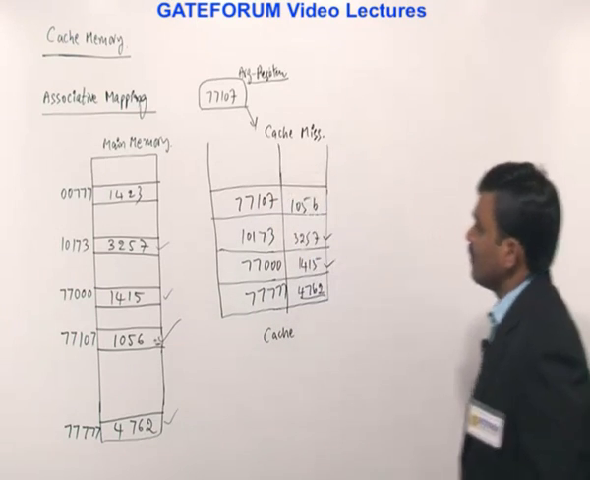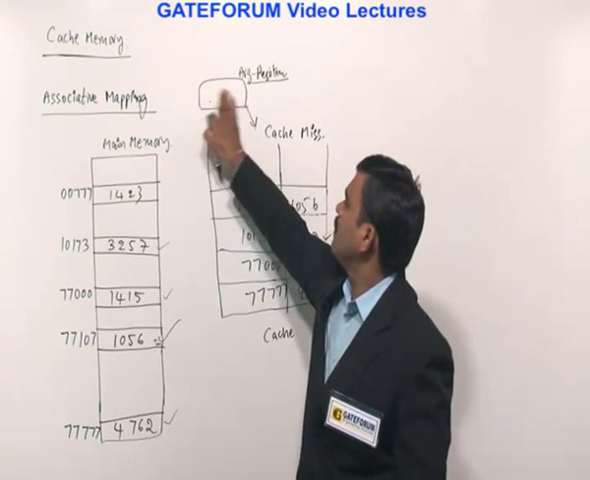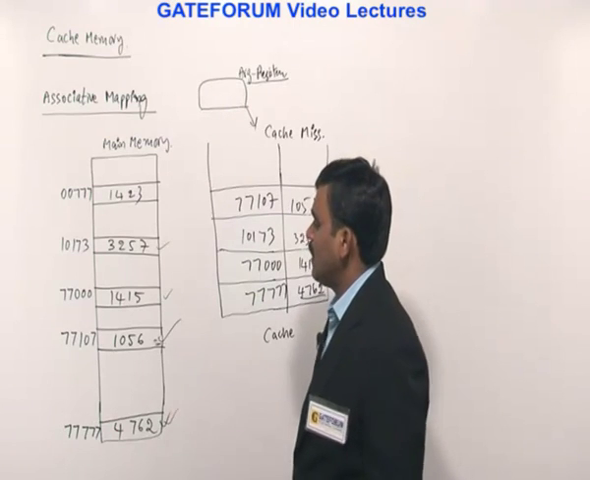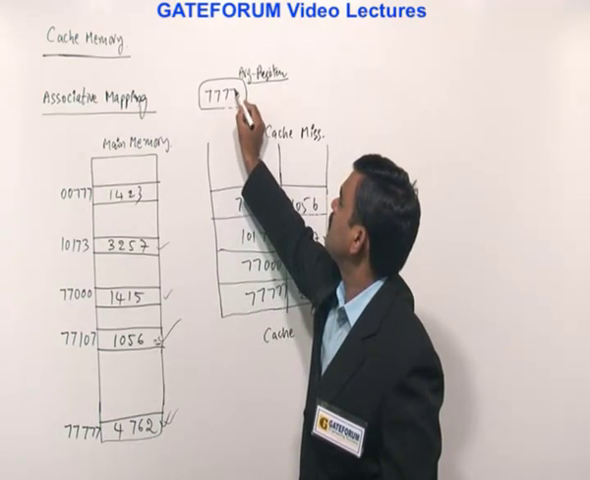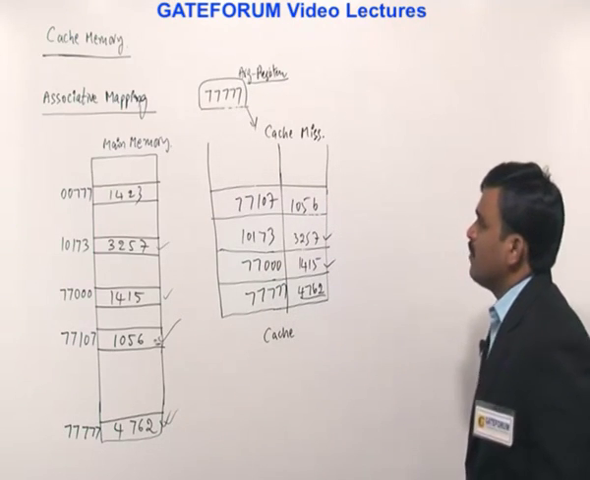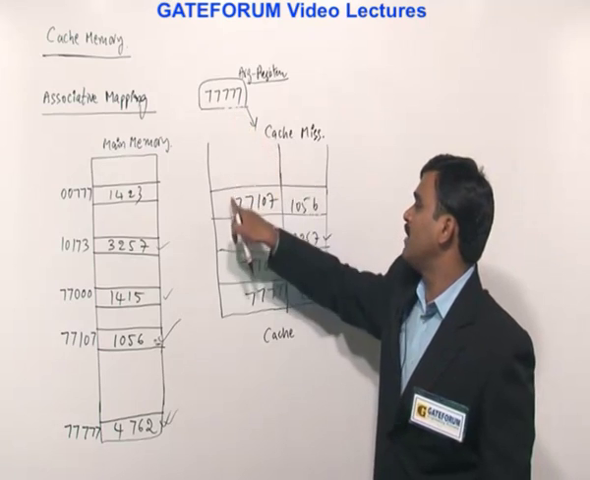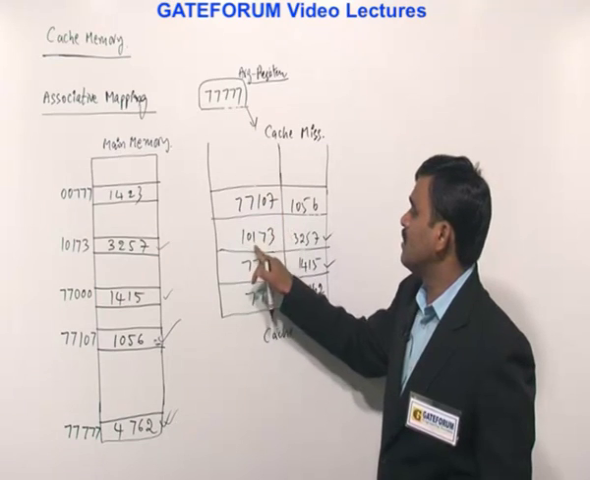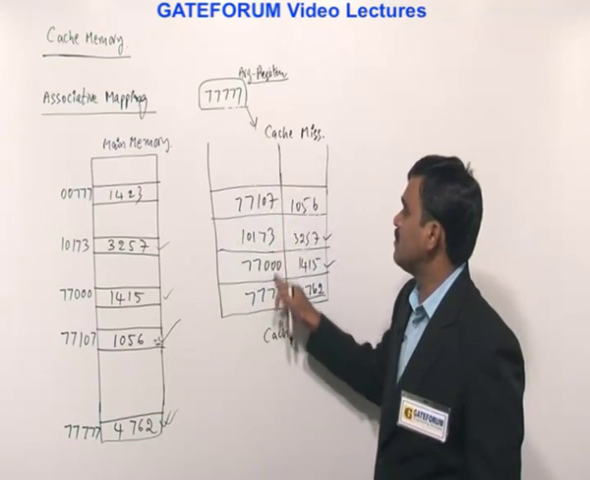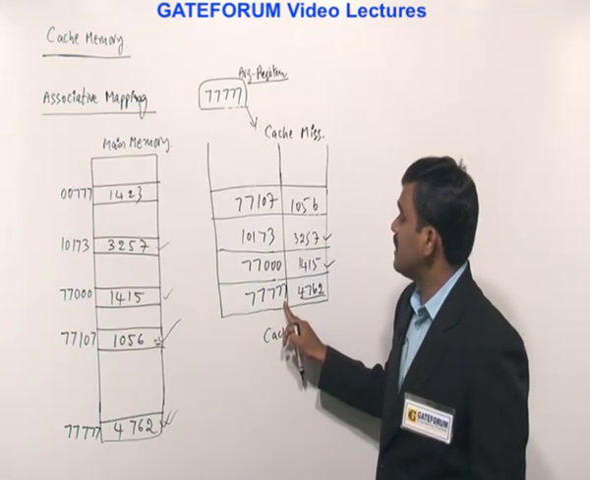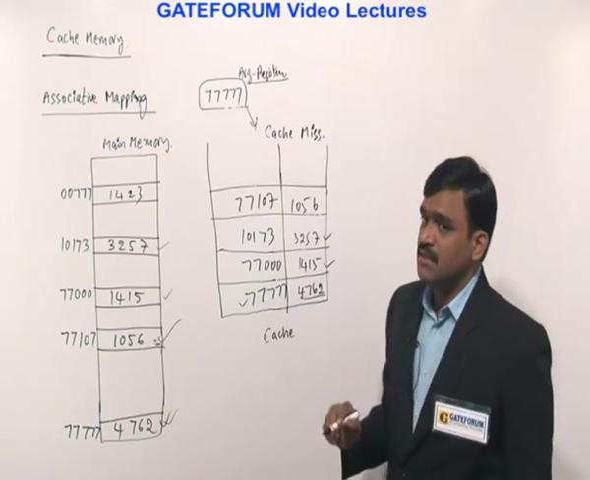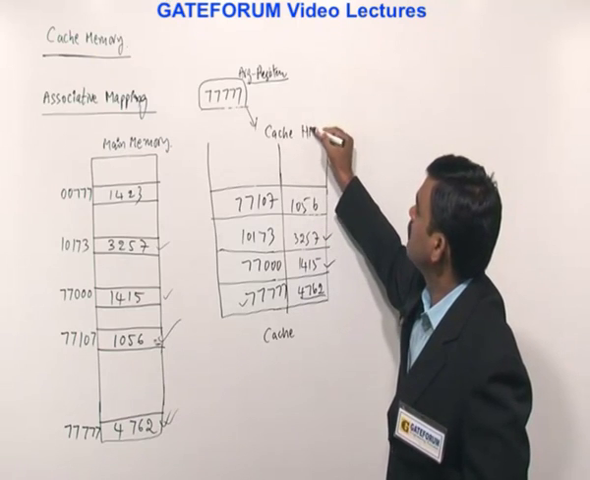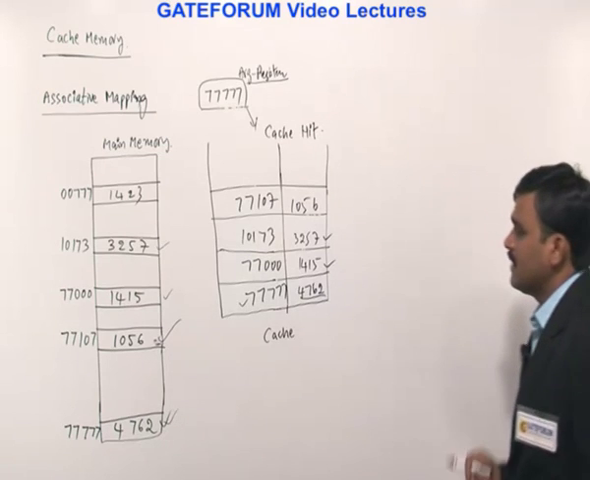For example, right now the CPU has a requirement of data, that is 4762, and the address generated by the CPU is 77777. This is the main memory address, and this must be compared with every address in the cache. 77107 not found, 10173 not found, 7700 not matched, 77777 matched. So there is a match. This match logic is implemented in associative memory. So this is considered a cache hit. Earlier it was a cache miss.